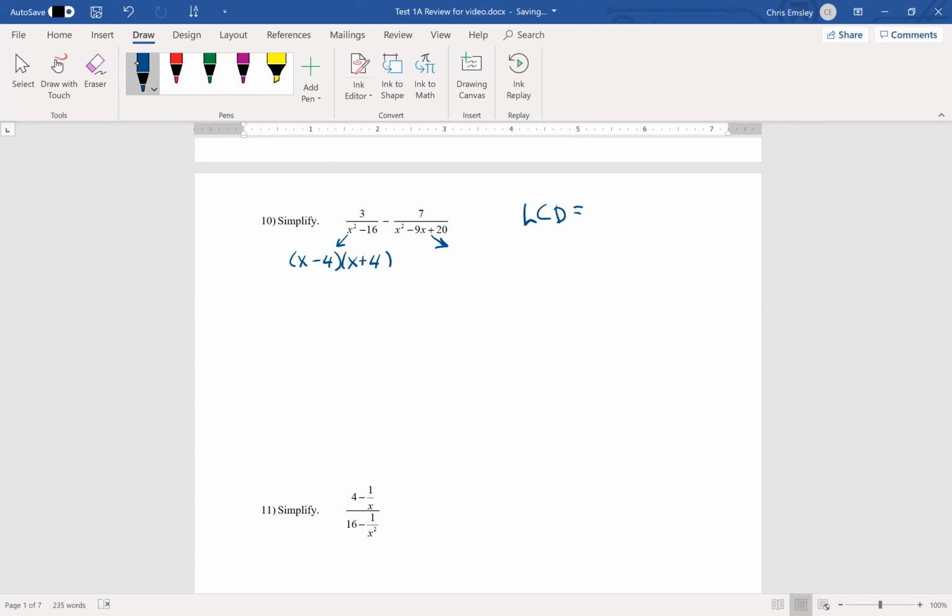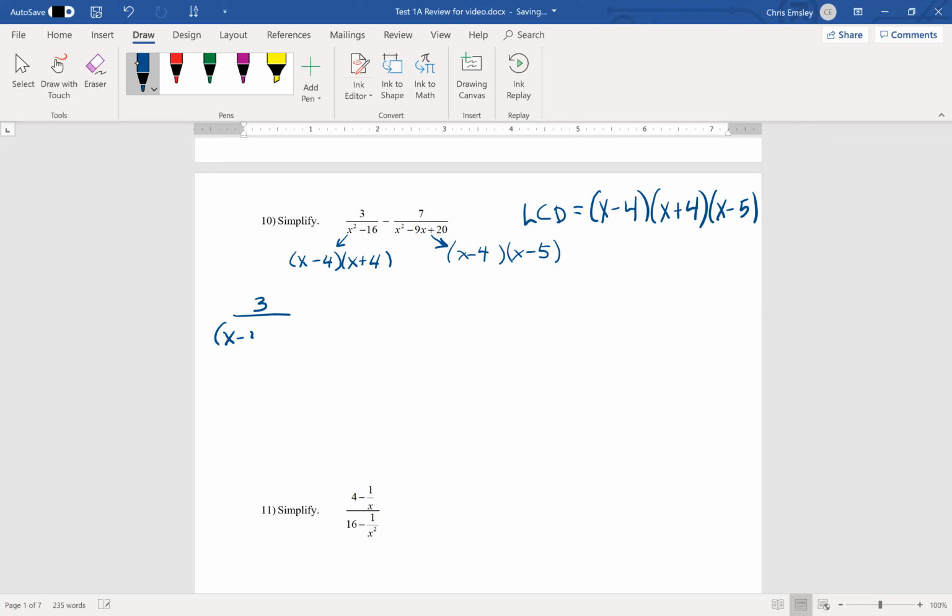The second one is a trinomial that's going to factor. I need a product of 20 and a difference of 9. So that's going to be a 4 times 5. And if I need that to be a negative 9, those both need to be negative. Okay, so of these two denominators, my LCD has got to have an x minus 4. It's got to have an x plus 4. And it also needs an x minus 5. That's what I need the bottom of each fraction to look like.